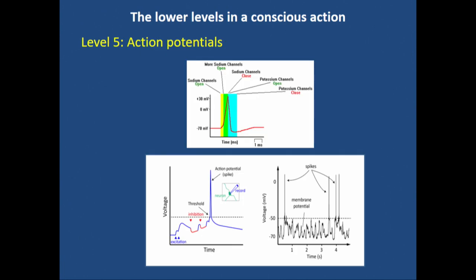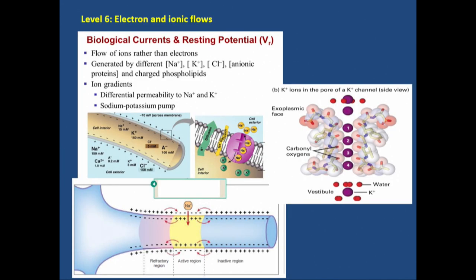At the level of action potentials, you have sodium channels opening, the current increases, the sodium channel closes, the potassium channels open, then the potassium channel closes, this generates the spike. It happens at the lower level by flows of ions rather than electrons.